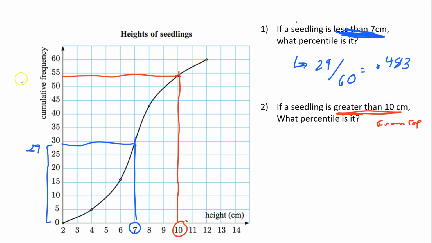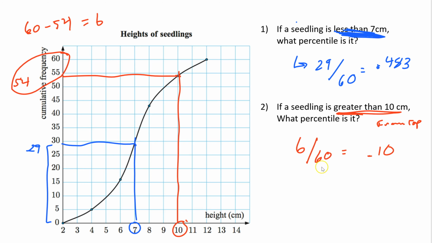Let's say 54. Now here's the thing. Again, my answer is not 54. It says greater than. So how many are greater than that 54? Well, it goes from 60. So 60 minus 54 is 6. So there's 6 seedlings greater than 54. But again, I want percentile. So I have to divide by 60. That'll be 1 in 10 or 10%. 10th percentile. So that's the way that works.